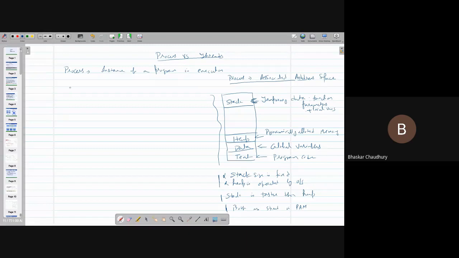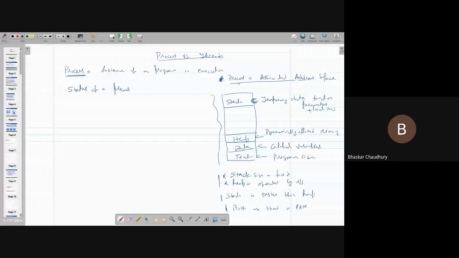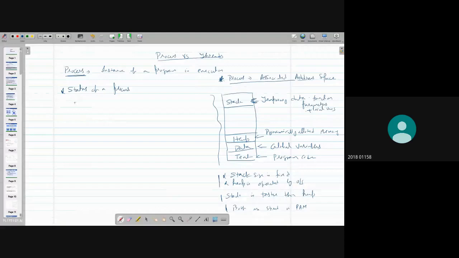The second point about a process is: what is the status of a process? Whenever you are discussing a process, first is the definition, then the important things. First is the associated address space. The second is the status of a process. So what are the possible statuses of a process? Typical status: running, or killed, or a zombie, or something like that.